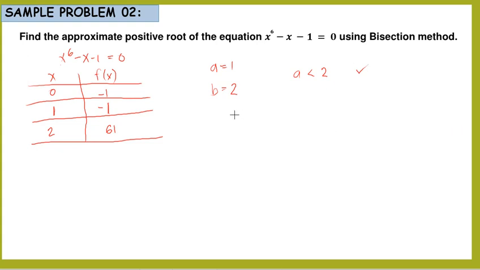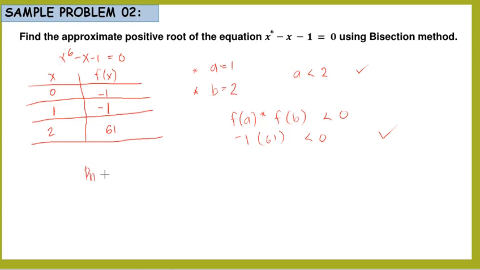Okay siya. Yung function of A multiplied by yung function of B is less than 0 ba? So, that is negative 1 multiplied by 61 is less than 0. Okay siya. Okay. So, yung magiging A natin is 1 and yung magiging B natin is 2. Okay. So, we use A is 1 and B is 2. Yung interval natin dito is 1. Okay? So, pwede, sabi ko nga, pwede din yung interval ninyo is 0.25. Let's say, nagsimula kayo sa 0. Tapos, next interval ninyo, 0.25. Yung next interval ninyo, 0.5. Pwede din yun.